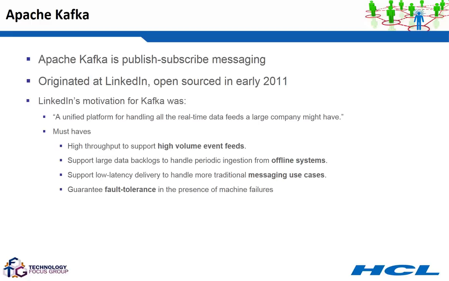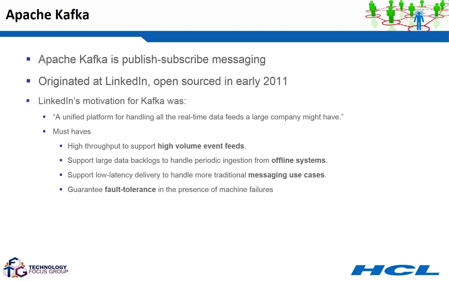It originated at LinkedIn. The LinkedIn people wanted a messaging system that was very fast, reliable, and able to handle a high-throughput system. So they designed Kafka, and later gave it to Apache as open source. The motivation for the LinkedIn team was that they needed a unified platform to handle all the real-time data feeds that a large company might have.